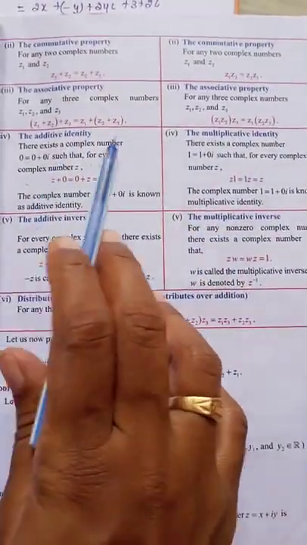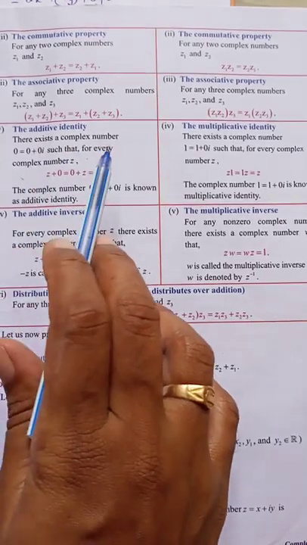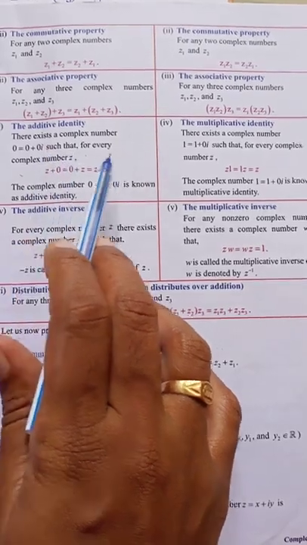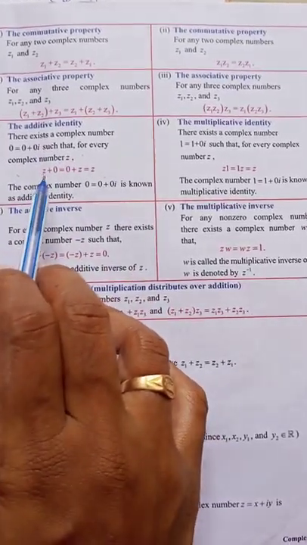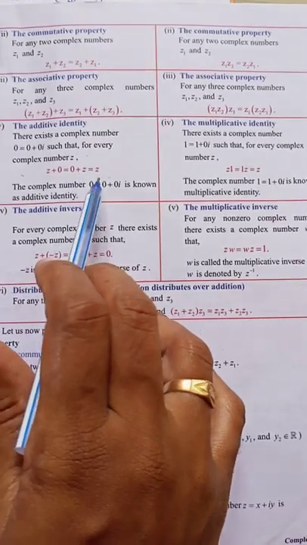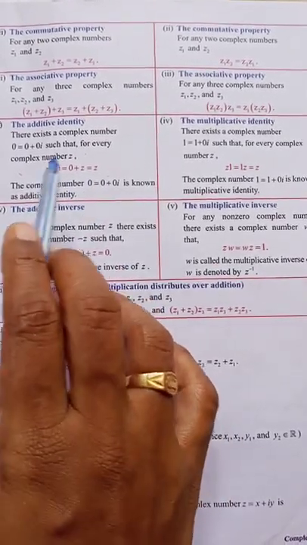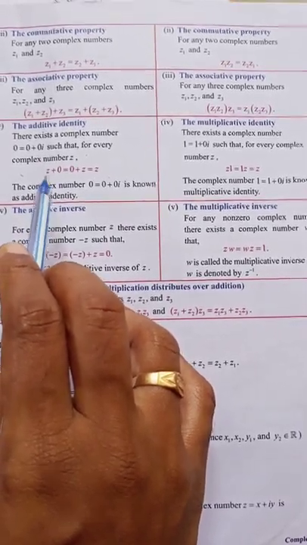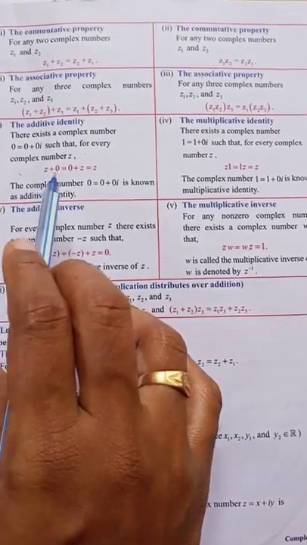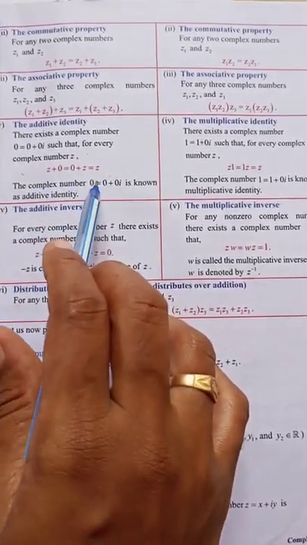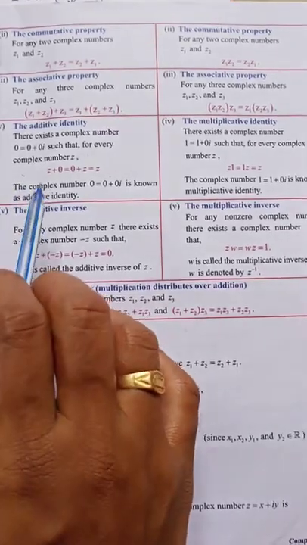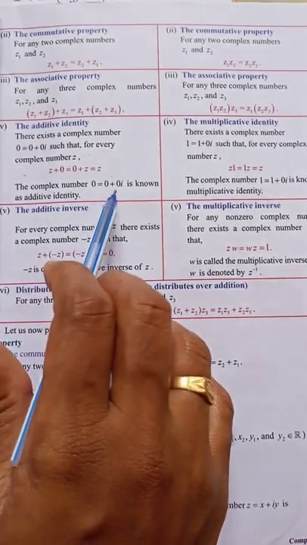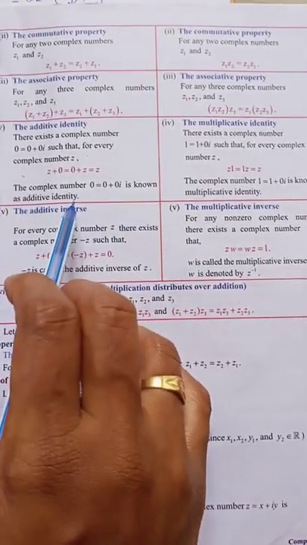See, additive identity. There exists a complex number 0, that 0 can be written as 0 plus 0 into i, such that for every complex number z, z plus 0 equal to 0 plus z equal to z. This is what additive identity is. When we add a number with anyone, we should get the same number. 5 plus 0 equal to 0 plus 5 equal to 5, isn't it? So in general, for addition, 0 is the additive identity. See, for complex numbers, 0 plus 0 into i is known as the additive identity.